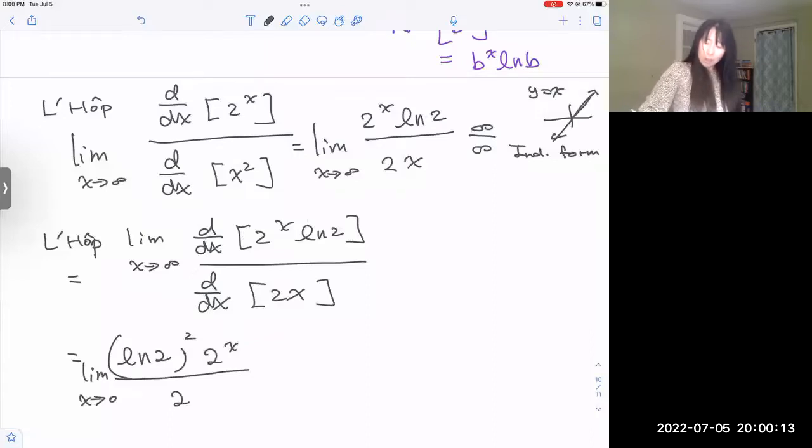Okay. All right, so let us do this. ln2 squared, which is a number, over 2, which is a number. We don't care about that. Look, when x approaches positive infinity, what do you get for 2 to the x power? Infinity. Infinity, okay? So we get infinity then. All right.